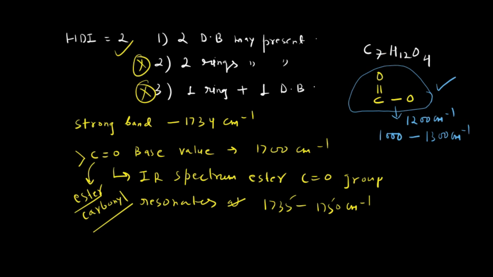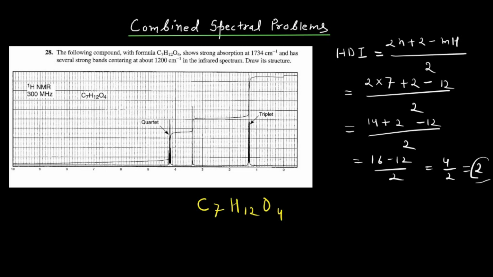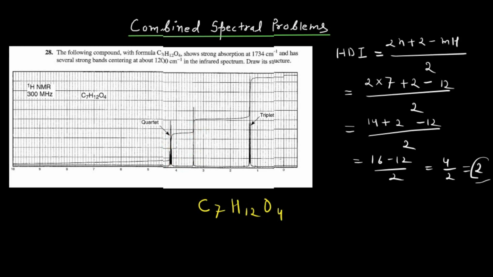But before concluding that, I want to go to the proton NMR spectrum. Here you can see the proton NMR spectrum. You can see the triplet, singlet, and the quadruplet.